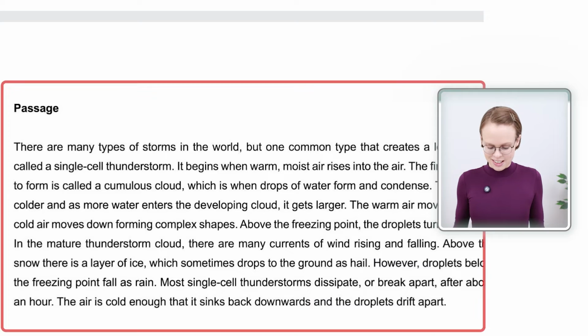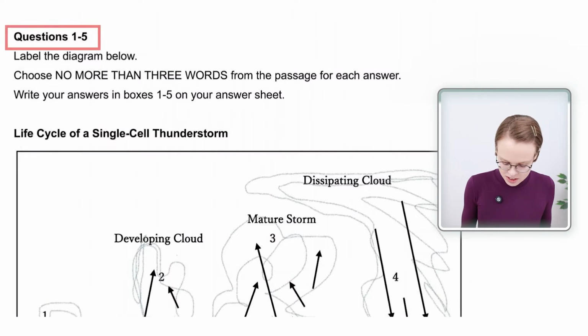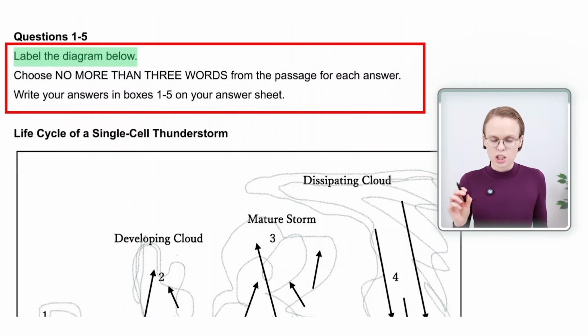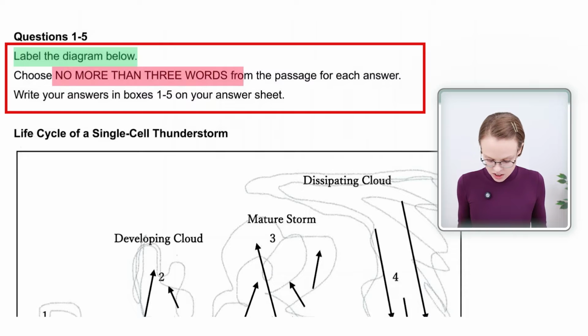Here you can see the passage and here are the questions. Let's first have a look at the instructions. The instructions say, label the diagram below. Choose no more than 3 words from the passage for each answer. Write your answers in boxes 1 to 5 on your answer sheet.